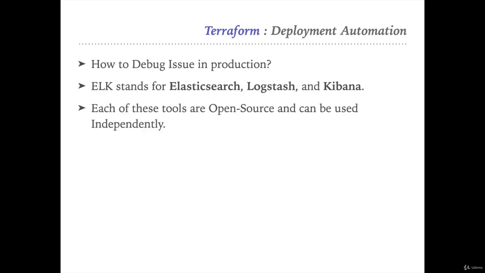Each of these tools which are part of the ELK is an open source tool and can be used independently. It means Elasticsearch can be deployed independently, Logstash can also be deployed independently, and Kibana can also be deployed independently. There are no restrictions. Then you need to deploy all these products on AWS. You can deploy these tools on GCP as well, on Microsoft Azure as well, or on your on-prem machine as well. So there's no restriction that the tools are only executable on AWS.